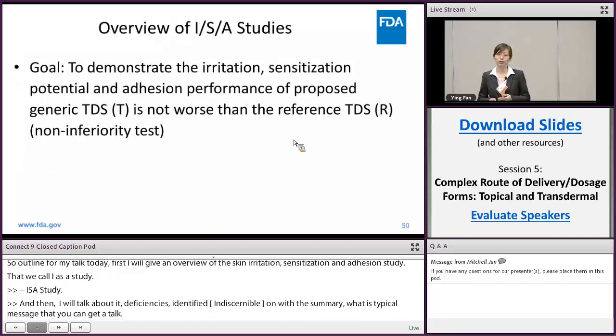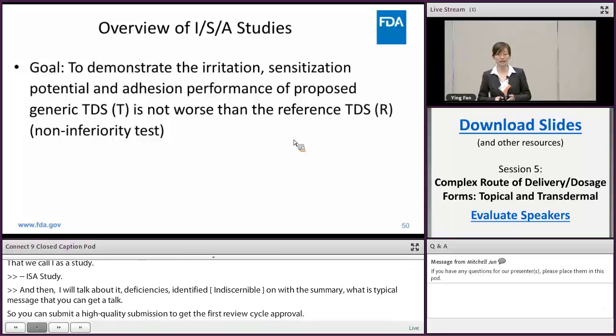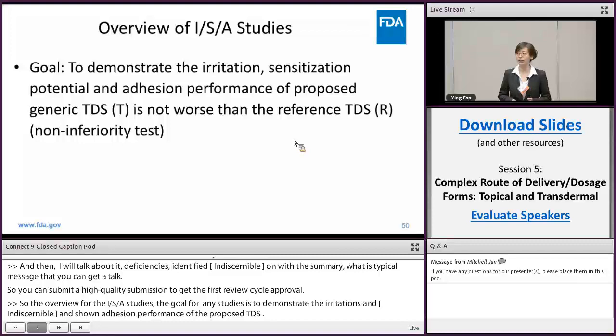So the overview for the ISA studies: the goal for conducting this study is to demonstrate that the irritation and sensitization potential and adhesion performance of the proposed TDS is not worse than the reference TDS. The statistical method that we use is the non-inferiority test.